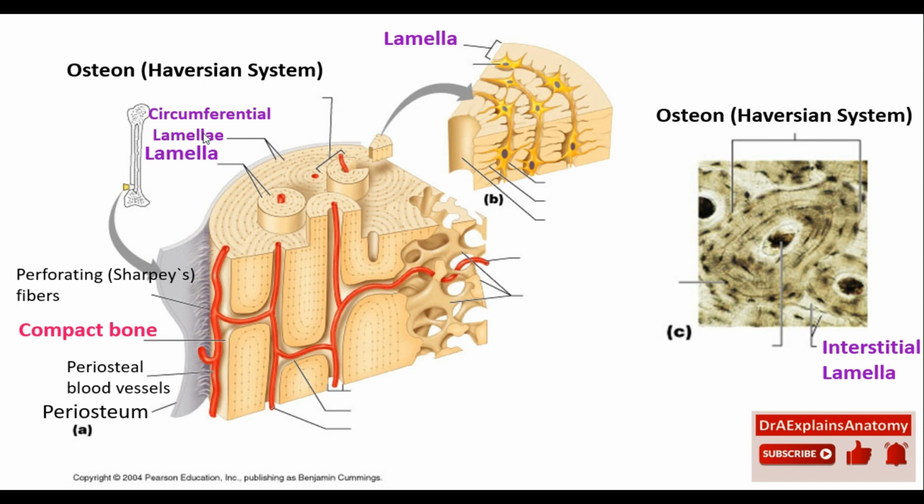This right here represents the compact bone. So this entire part actually is the compact bone. We can see blood vessels running through the compact and the spongy bone. The blood vessels in specific run in this perforating canal, also called Volkmann's canal.